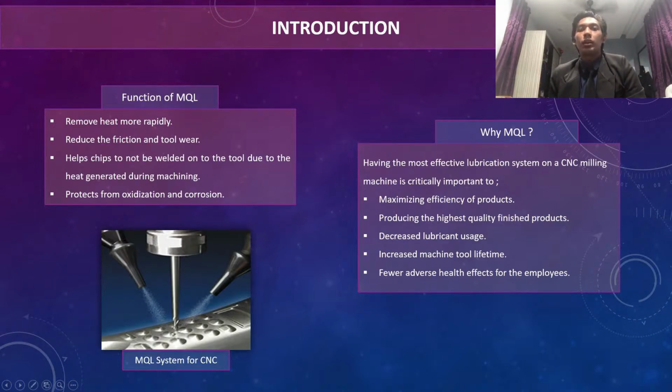Okay, why do we use MQL? MQL is the most effective lubrication system on a CNC milling machine. The important things are maximizing efficiency of the product, producing the highest quality finished product, decreasing lubricant usage, increasing machine tool lifetime, and fewer adverse health effects for the employees. Compared to other conventional lubricants, MQL is one of the best lubrication systems.